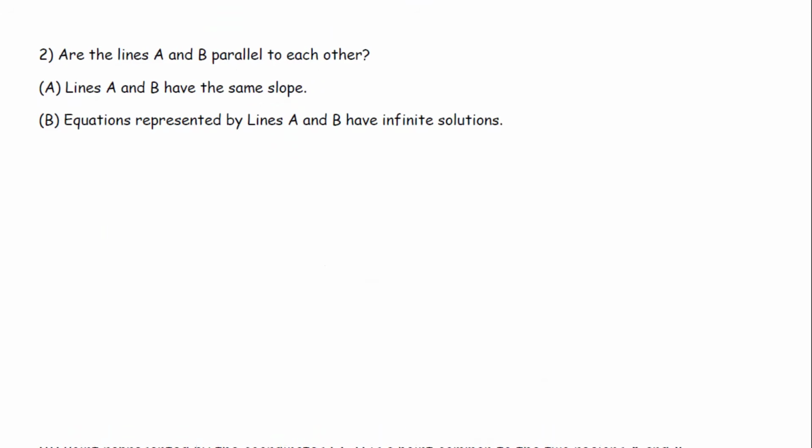Are lines A and B parallel to each other? Lines A and B have the same slope. So we know that when the lines have the same slope, then they are parallel to each other. So A answers. A answers, so B, C, and E are out.